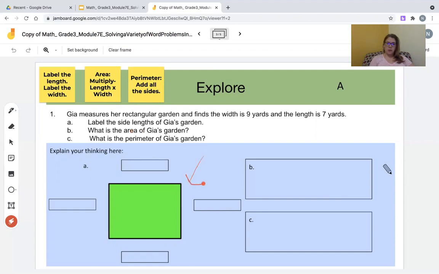Label, determine the area, and determine the perimeter. Once you have completed this section, you may press play to continue.